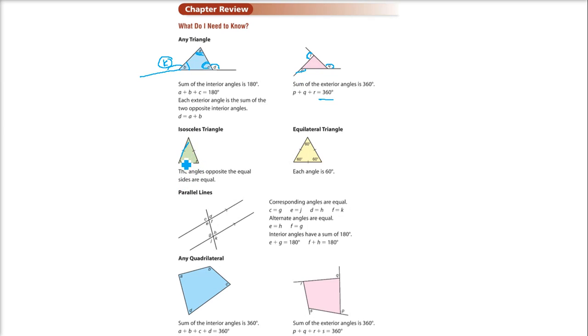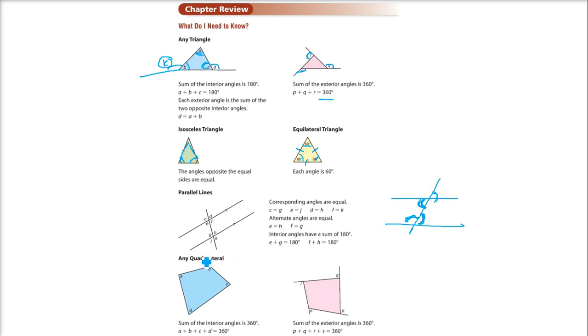Isosceles triangle means two sides are equal. So when two sides are equal, the angles opposite to them are also equal. Equilateral triangle means all angles are equal, that is 60 degree each, and since all the angles are equal, all sides are also equal. If we have parallel lines, then these are corresponding angles, these are alternate angles, and these are internal angles. The corresponding angles are equal, alternate angles are equal, and the internal angles make a sum of 180 degree.